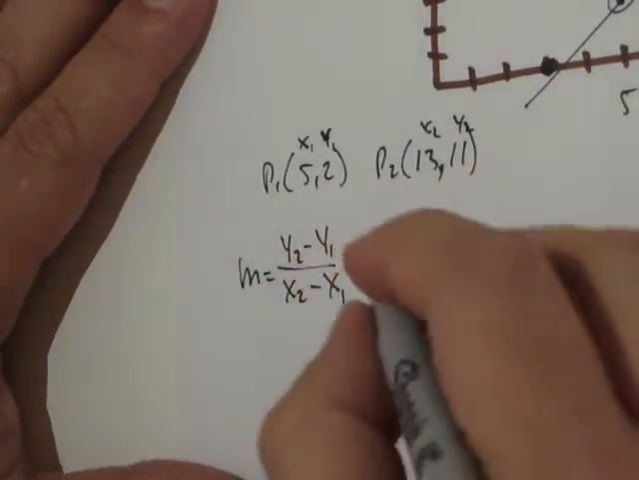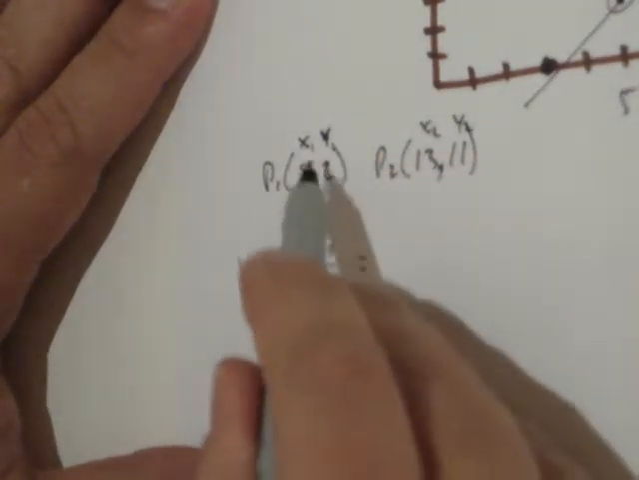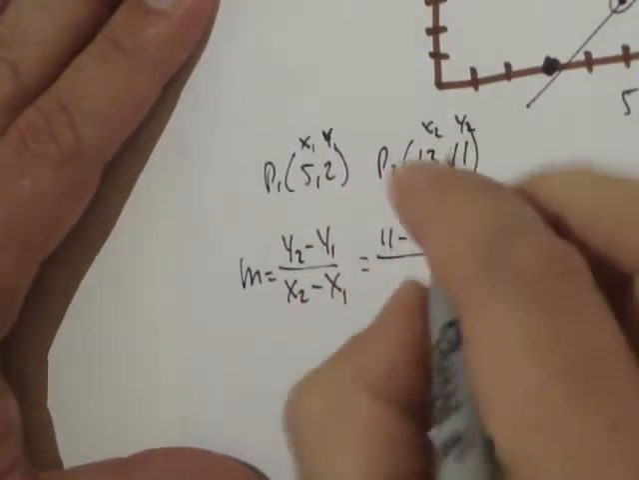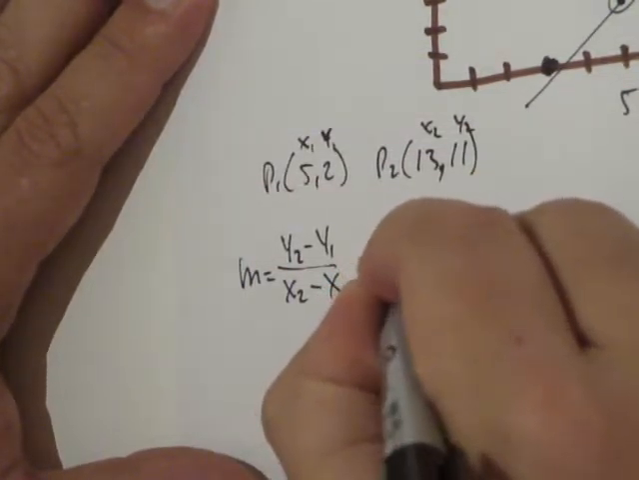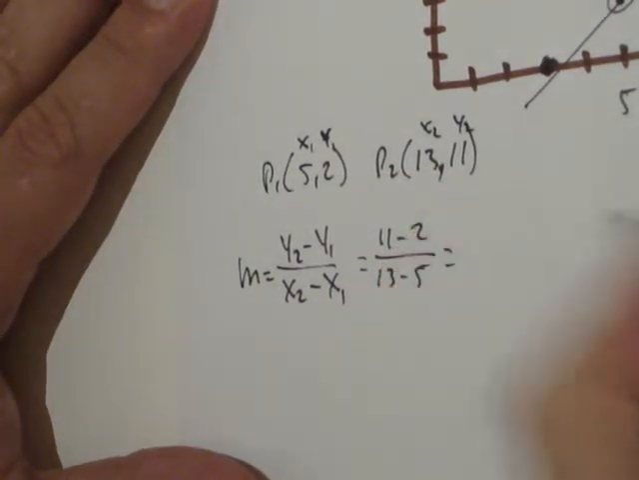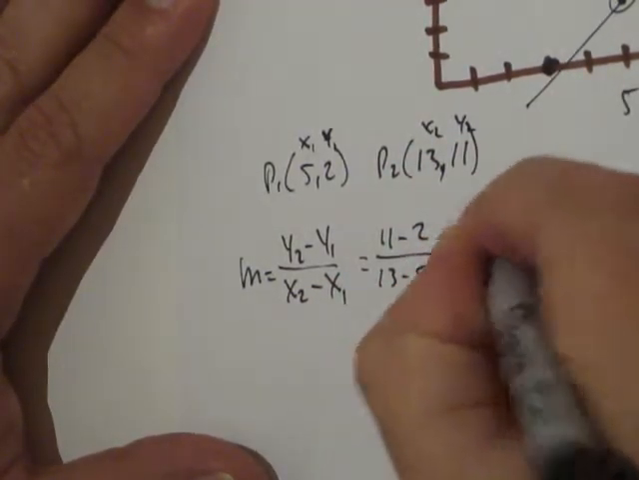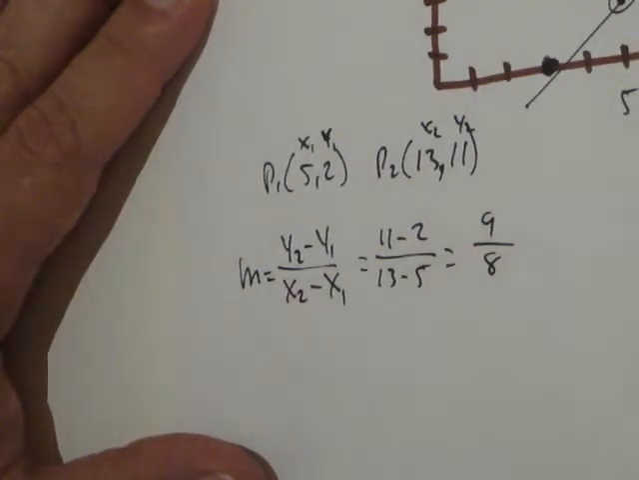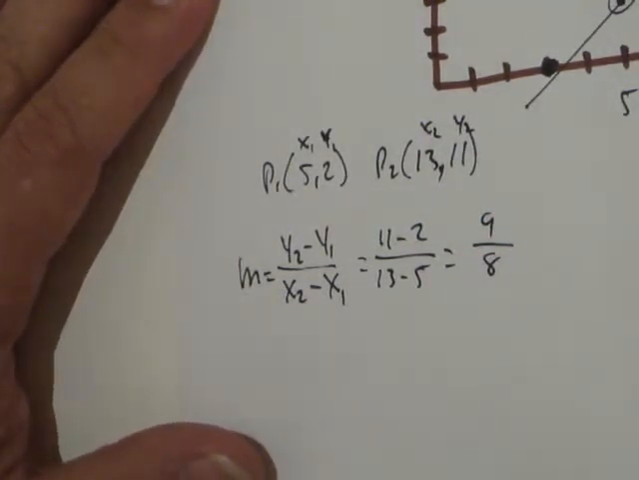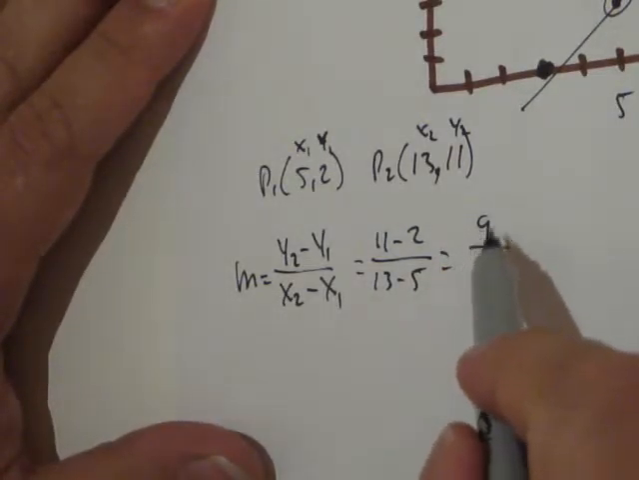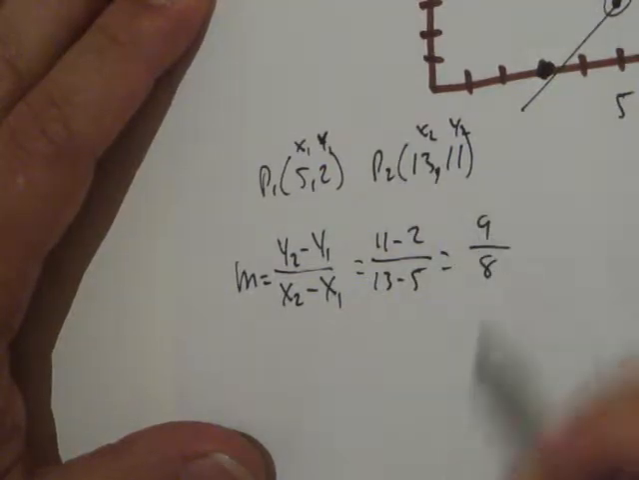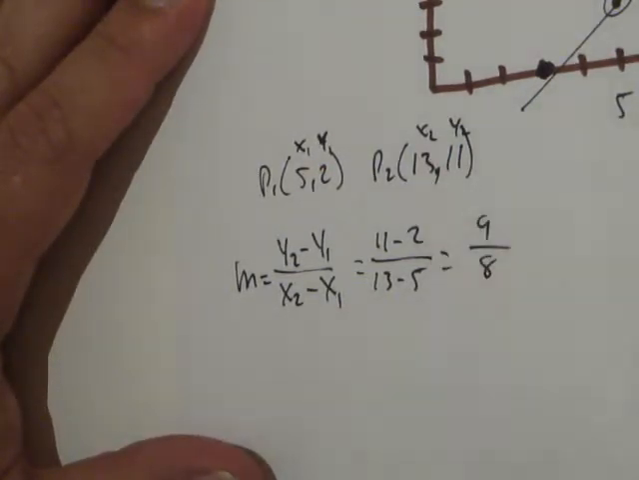If we're going to do this, we're going to have y2, which is 11, minus 2 over 13 minus 5. So what do we get? That's 9 over 13 minus 5. What's that? 8? Yeah, that's 9/8. So that's our slope. When we deal with a slope, it's best to leave it as an improper fraction. We're going to leave this improper. Okay, so that's our slope.